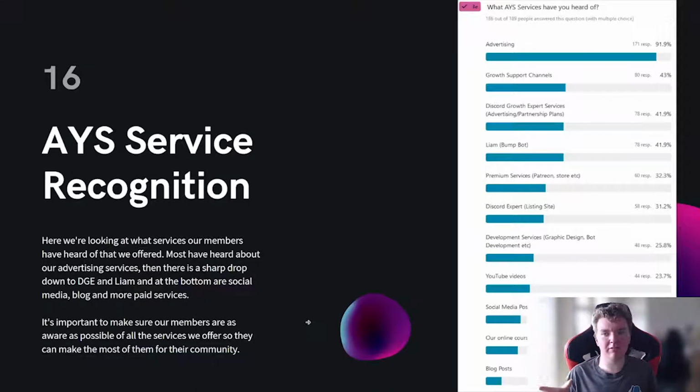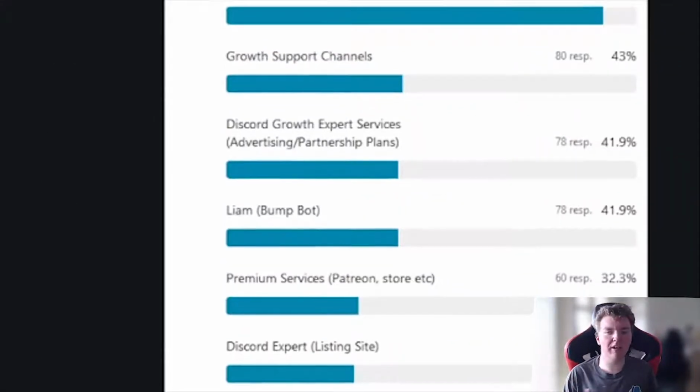That's all growth support really. Same with Discord growth expert services, which a lot of people know about. Then we kind of go down to premium services.